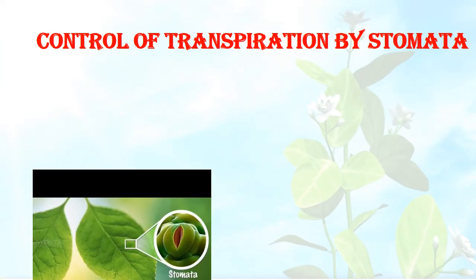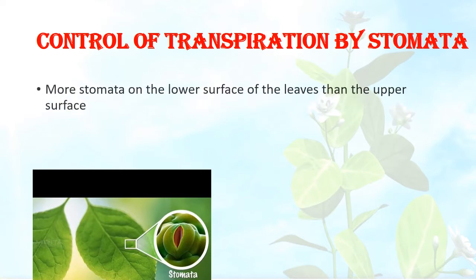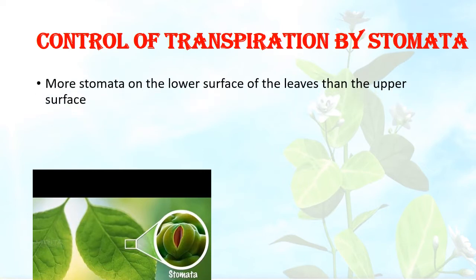There should be a control of transpiration, otherwise plants will suffer from water loss. More stomata on the lower surface of the leaves than the upper surface. This is one of the adaptations. There are two surfaces, upper surface and lower surface. The lower surface contains more stomata than the upper surface because the upper surface is always facing the sun. Then there's a control.